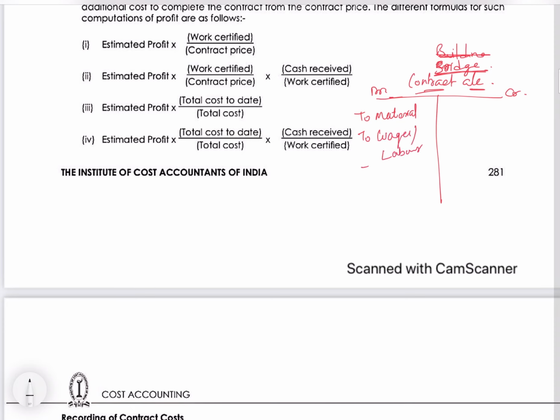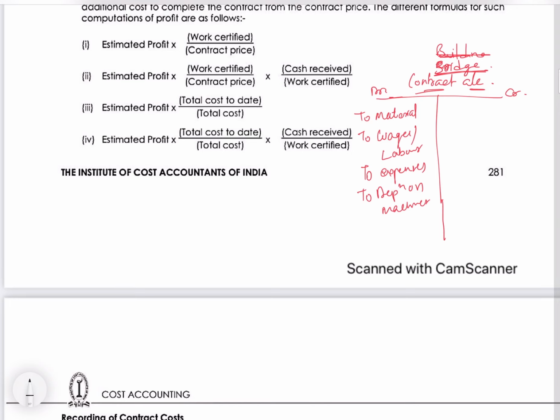Then other expenses, whatever the expenses. He may use some machinery for this contract, so depreciation on that machinery. Or any other expenses, whatever it is, clearly related to this contract. Only expenses related to that contract will come, not to the whole business.